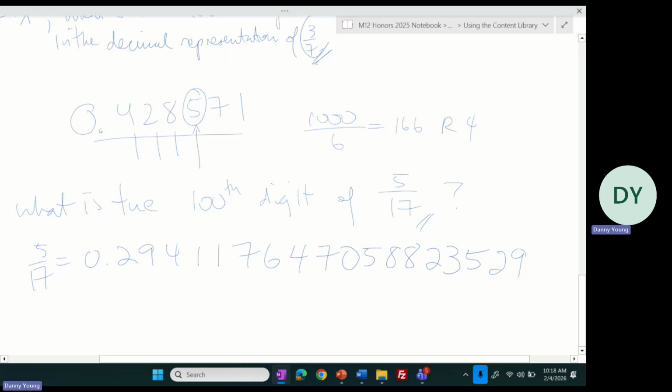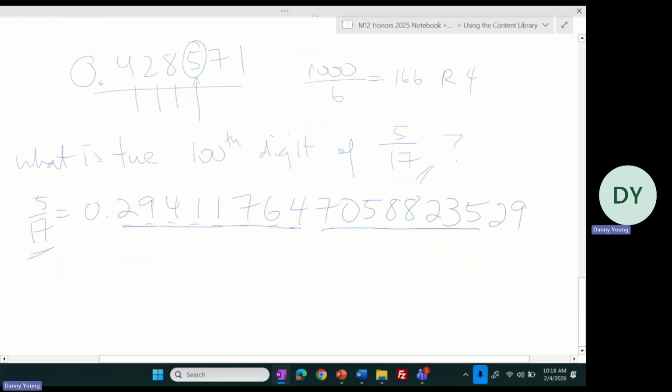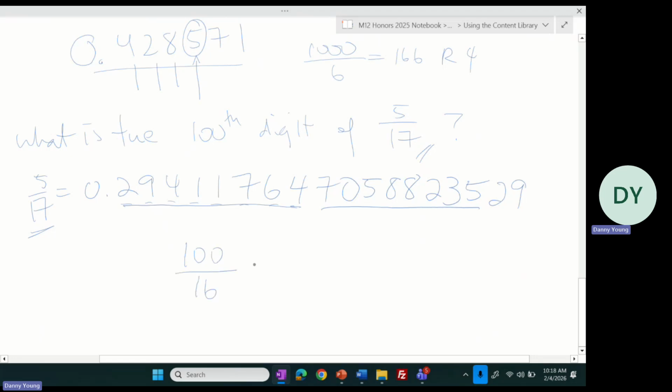Okay. Remember this. If you're dividing by 17, how many repeating digits are there? 16. You only need the first 8, and then you can find the next 8. Make sense? So therefore, how many repeating digits are there? 16. What's 100 divided by 16? 6.25. So what's your remainder? 4.